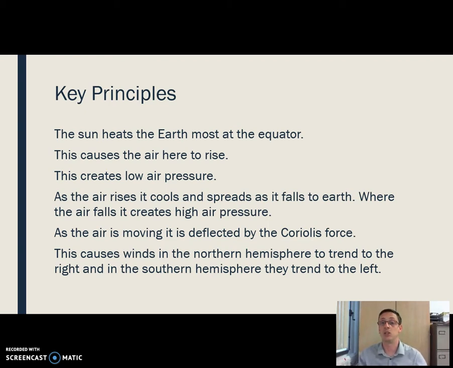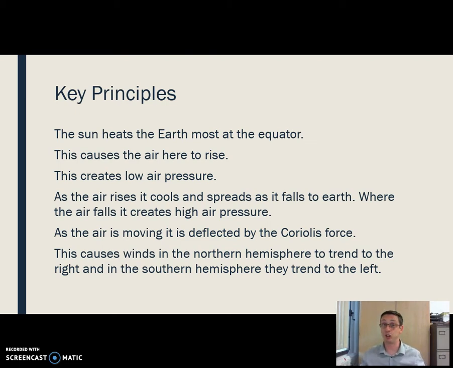This creates low air pressure. It's worth a little reminder here: we call this low air pressure because relatively the weight of air pressing down on the Earth at that particular point is lowered, because we have air rising away from the Earth's surface. As that air rises, we've got less available to push down, thus air pressure is lower.